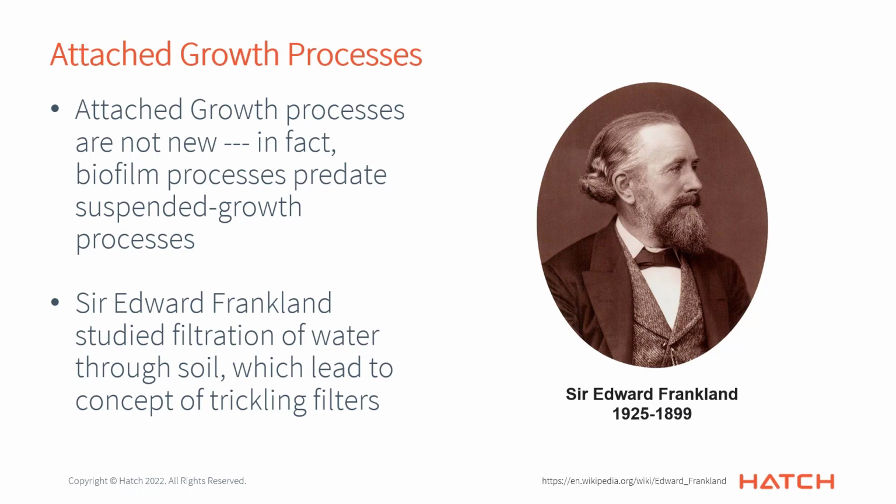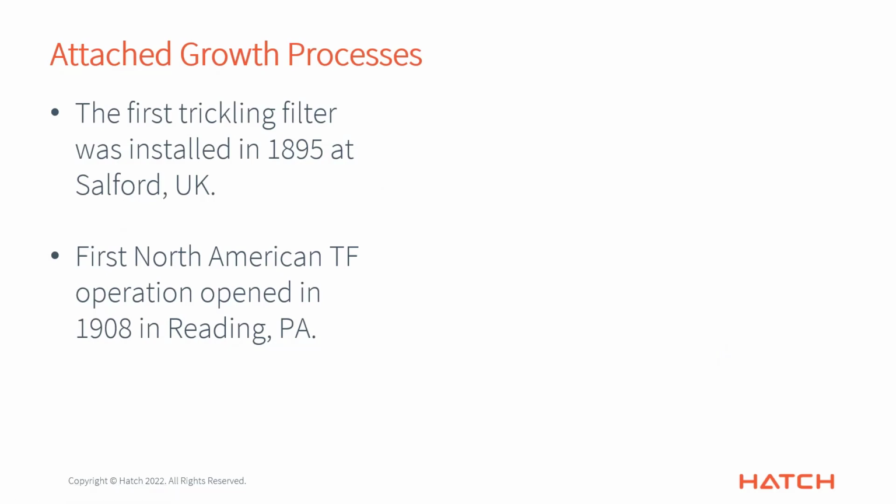The work that he did then led others to the idea and the concept of the first attached growth processes, which were trickling filters. The first trickling filter actually was built in 1895 at Salford in the UK, and the first North American one opened in Reading, Pennsylvania in 1908. So both of these, of course, predate conventional activated sludge, which didn't arrive until the early 1920s.